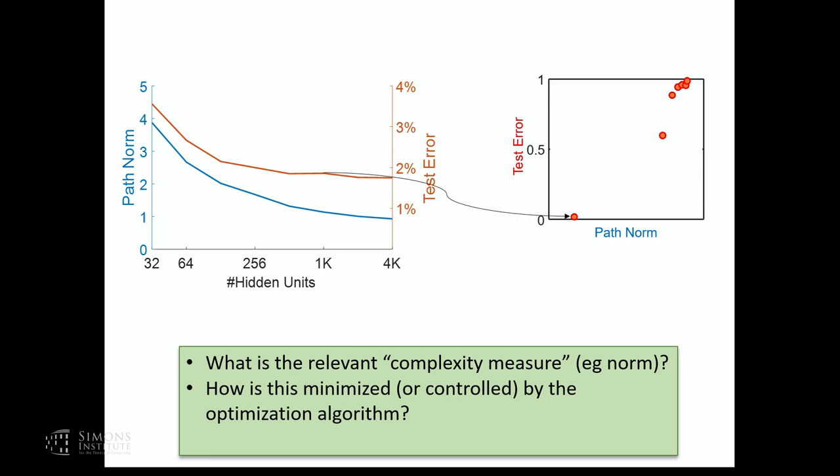And I could get the same thing if I plotted some other complexity measures as well. So the real question we're going to ask is, why is it that our optimization algorithm did something that seems sensible, and what does it even mean to be sensible, and returned this good global optimum, and not these bad global optima?